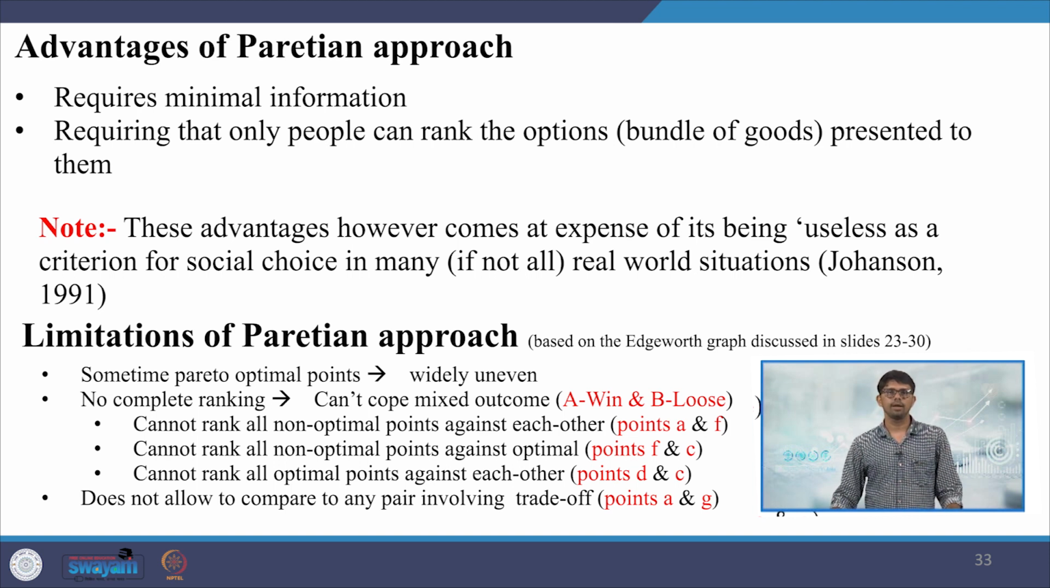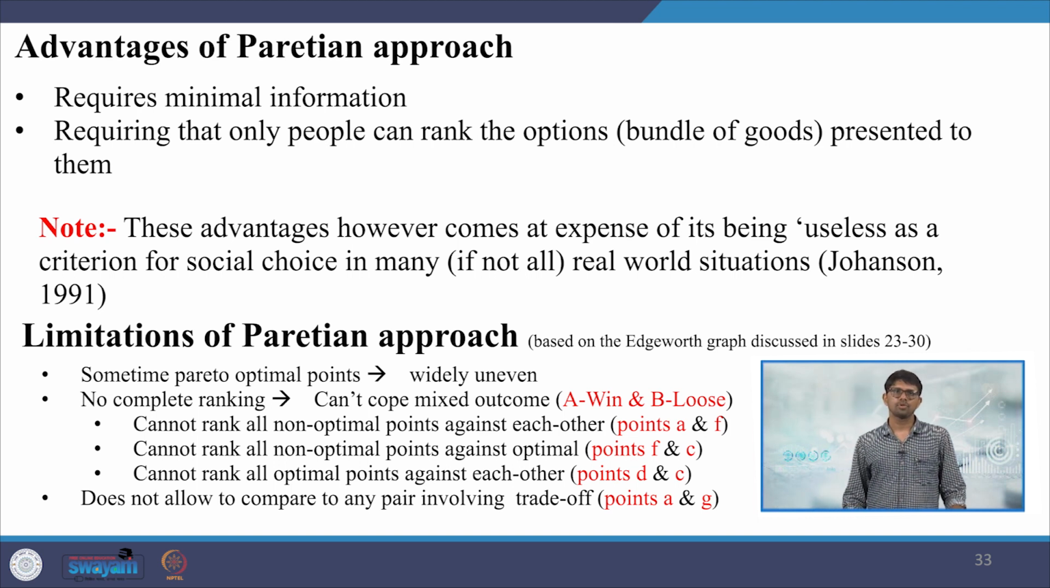against each other, that is from point A and F, and cannot even rank all non-optimal points against optimal, that is F and C. We cannot rank optimal points against each other, from point D to C. This does not allow us to compare any pair involving trade-off, that is between A and G.